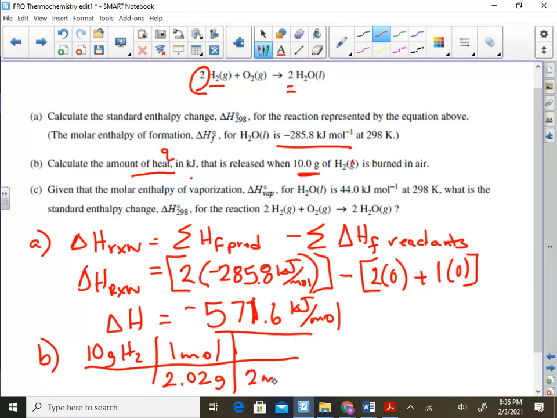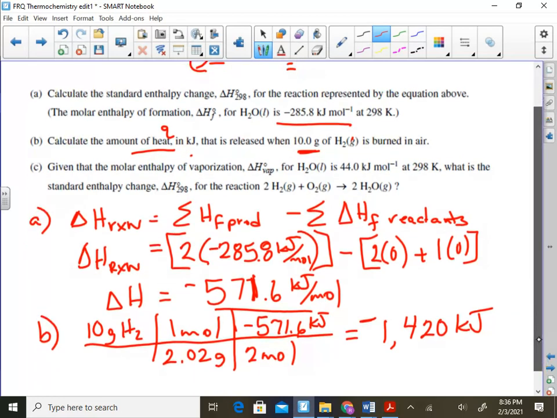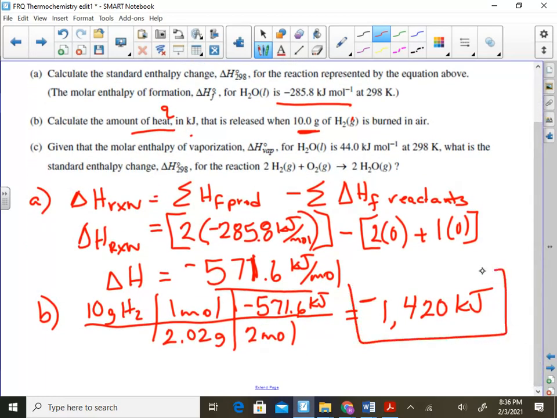And so for every 2 moles that react, I release 571.6 kilojoules. And so for this one, I get 1,420 kilojoules released. Now, technically it's released, and so you can put the negative, the word released in the text of the problem does cover you. But that's our answer there.